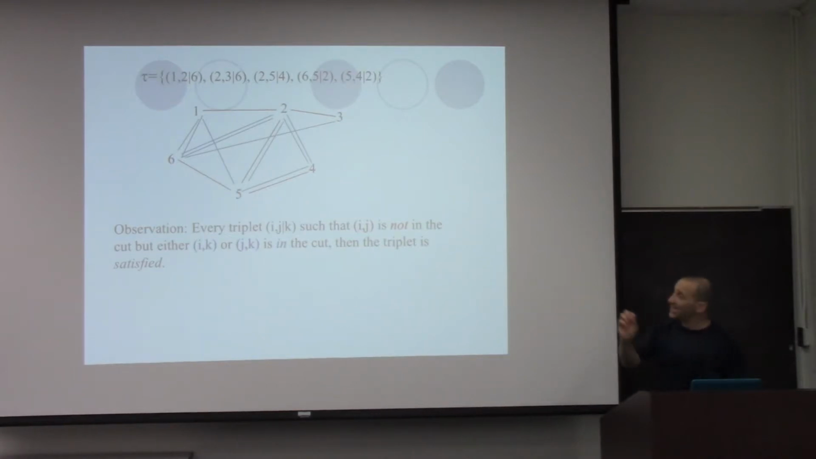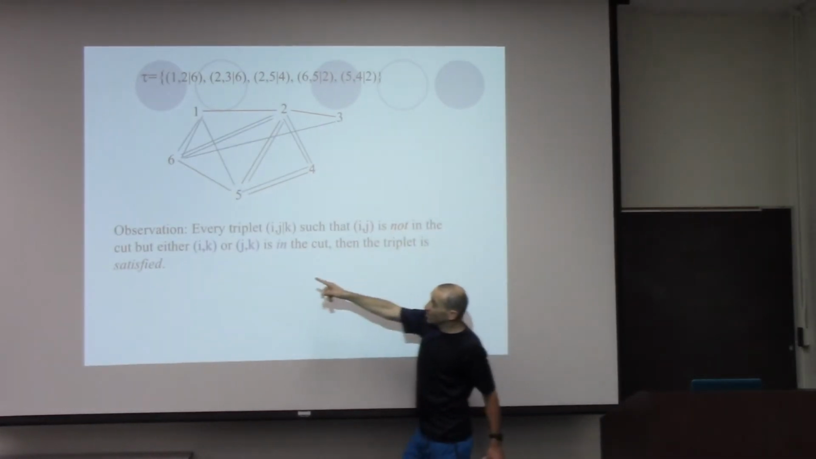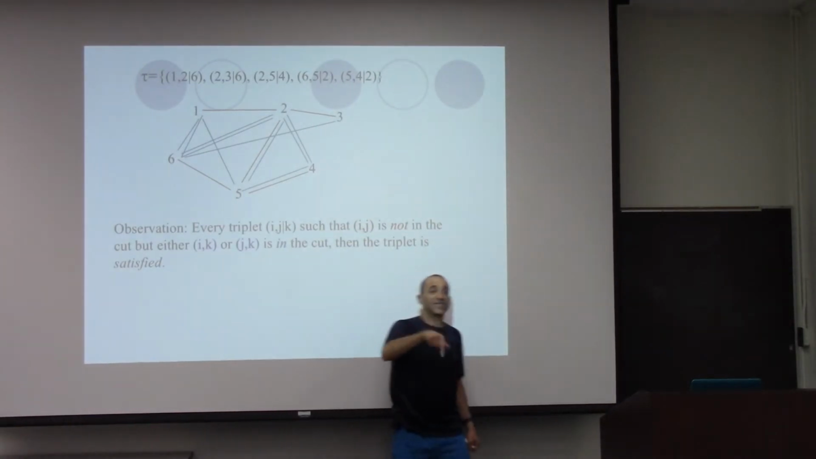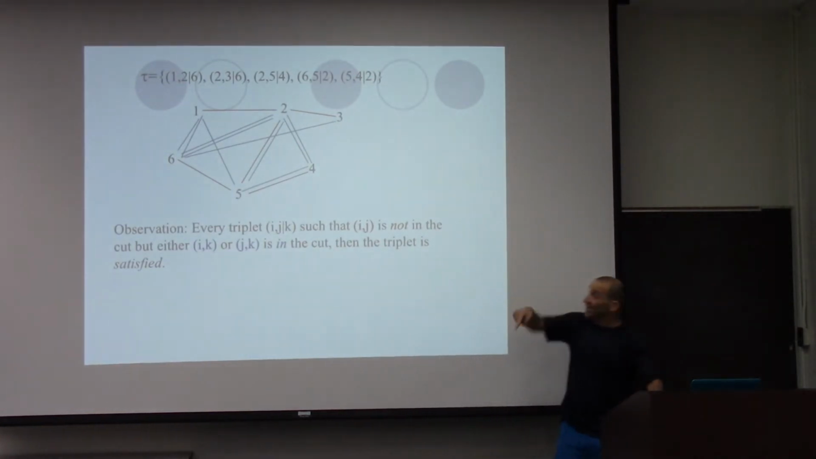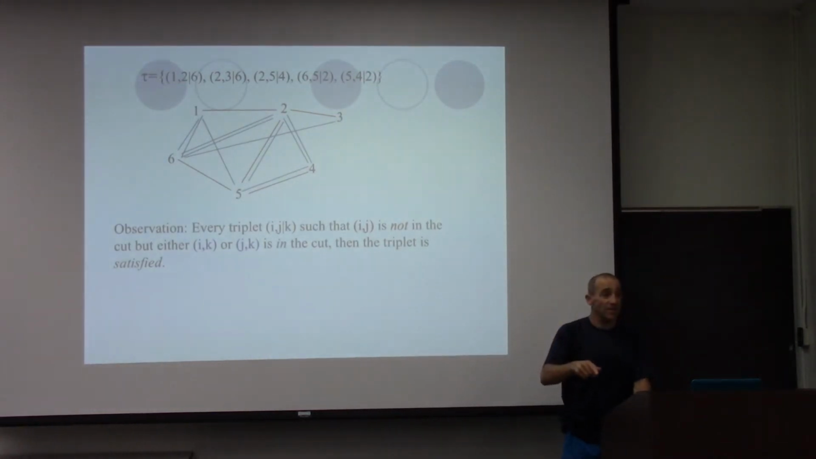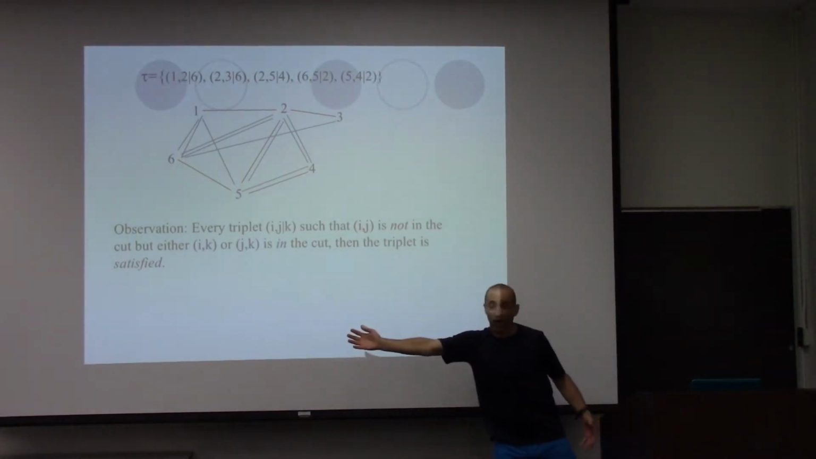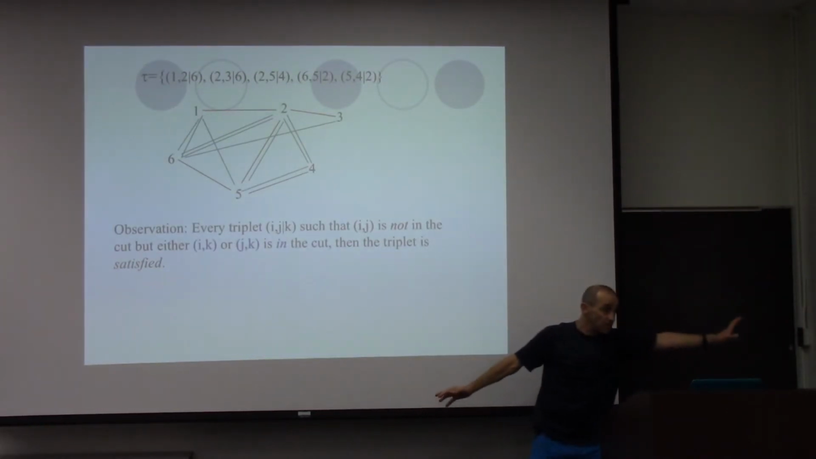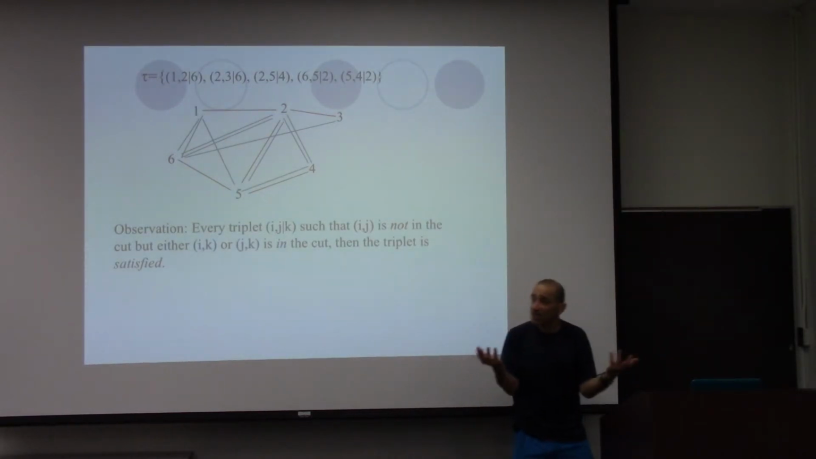Now, this is the key observation. Every triplet ij bar k such that ij is not in the cut, but either ik or jk is inside the cut, that triplet is satisfied. And you will not see it anymore in your recursion because one will be on one side of the connectivity graph and the other two will be on the other side. Okay? You will not see it. It was satisfied.